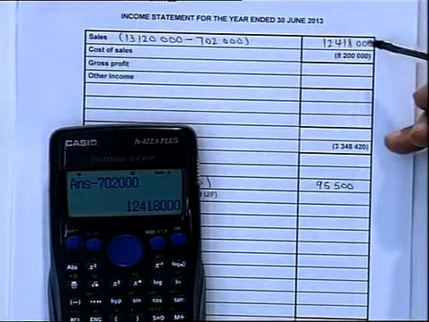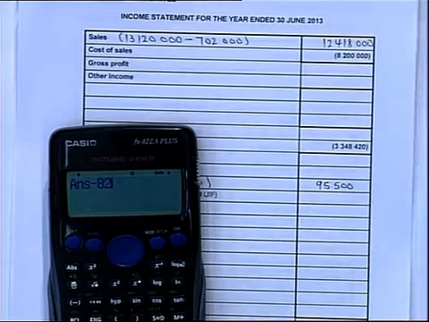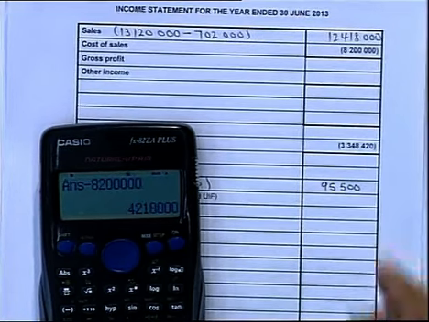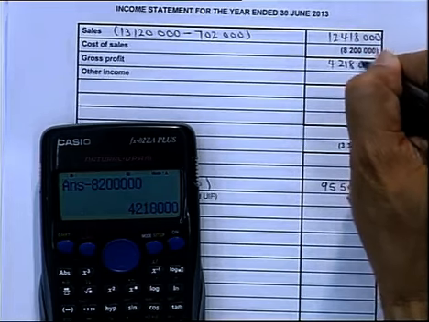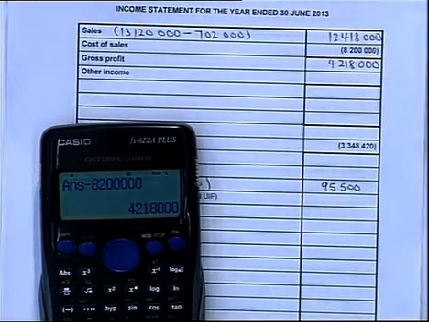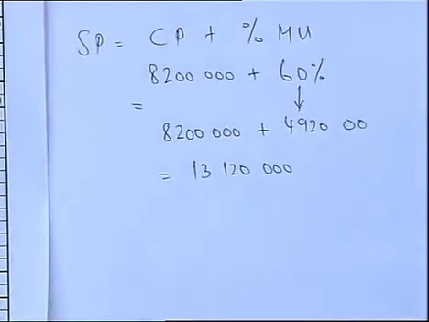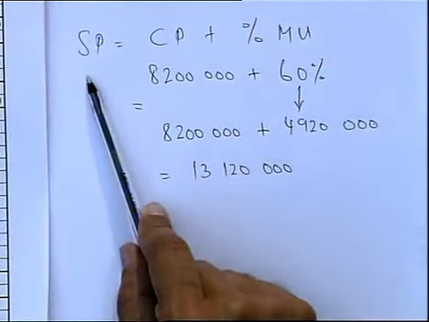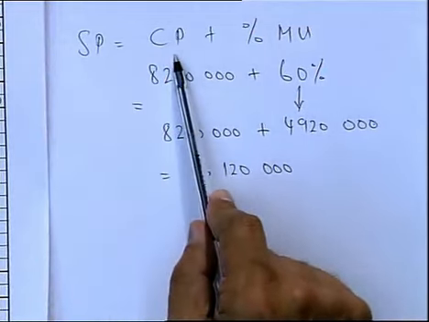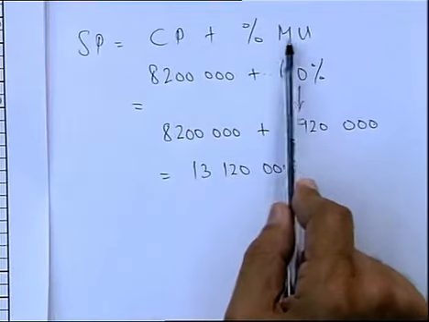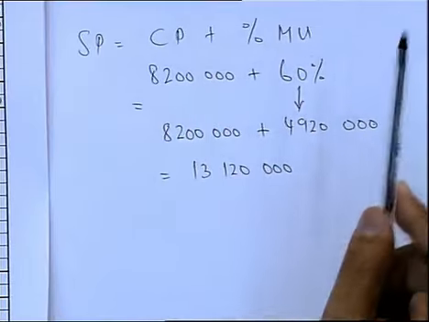Then we can go a bit further because we have the sales minus the cost of sales. That will give me my gross profit of 4,218,000. Right. Just to recap quickly that adjustment. They want us to calculate the sales. So in order for us to calculate the sales or the selling price, we have to take the cost price, which is the cost of sales, and we have to add the markup. So it's 8,200,000 plus 60% of 8,200,000.